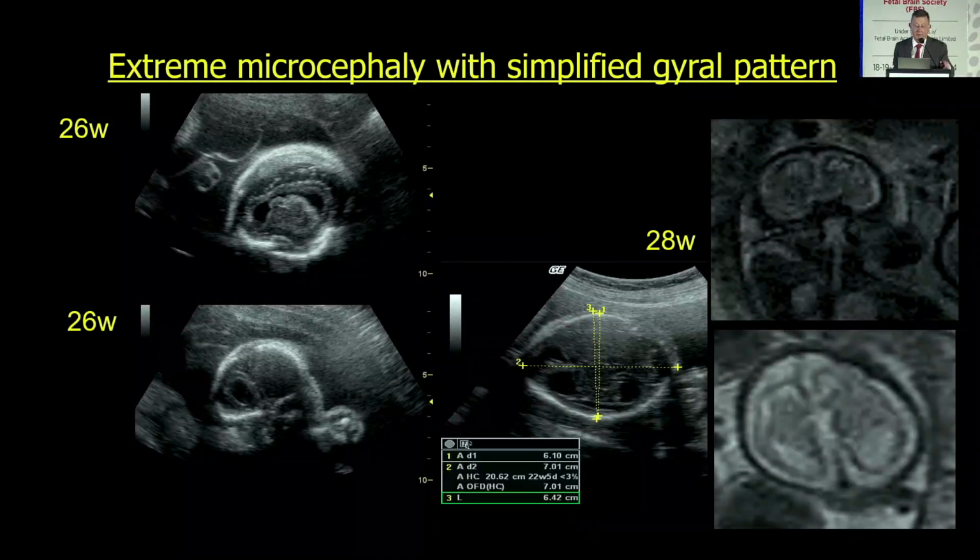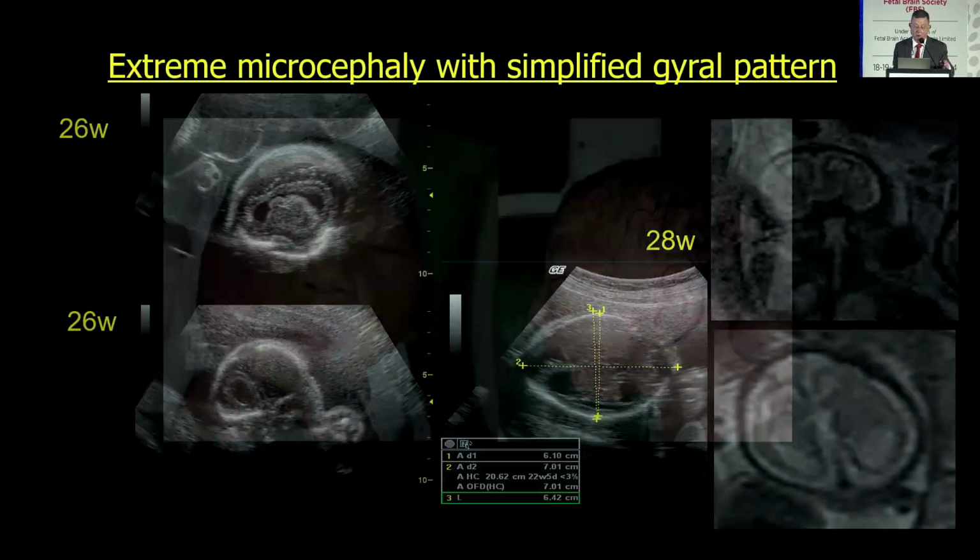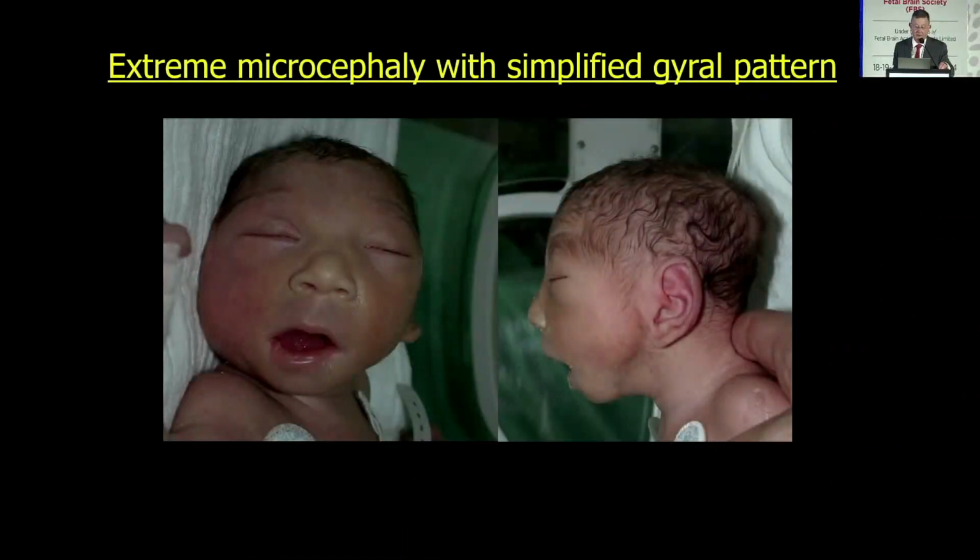Cases of extreme microcephaly with a simplified gyral pattern are straightforward, and this is how the children look after delivery, and you see that there is something that is quite useful to make a diagnosis. If you are not sure whether it is microcephaly or not, you should take a ratio between the distance from the upper part of the nose to the chin and compare it with the size of the brain. In normal children, this should be more or less the same size.